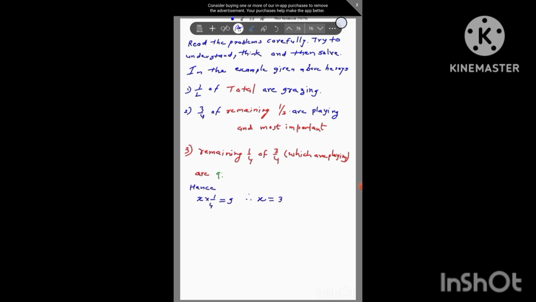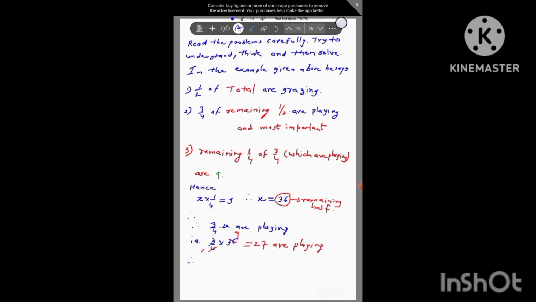This 9 is one-fourth and this is 27. See, we are trying to find how many are playing. That is 3/4. If x is 36, then 3/4 of x is 27. So 27 are playing. The x we have taken as the half of the total. So if half is 36, then the total is 72.